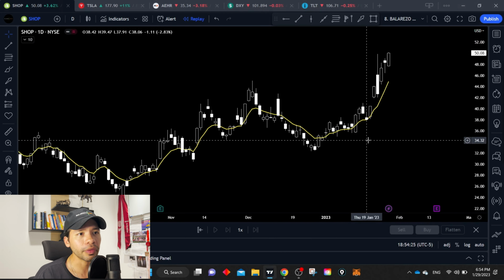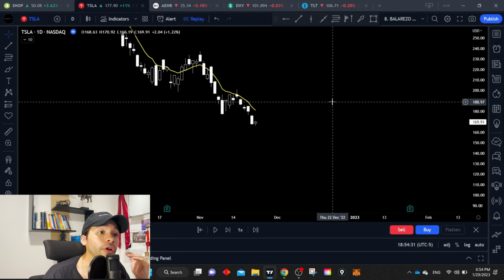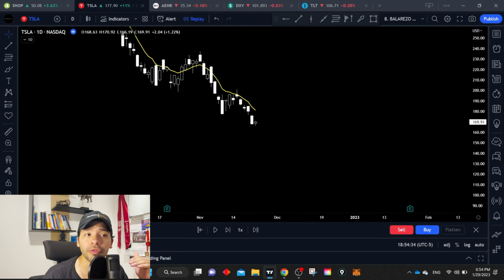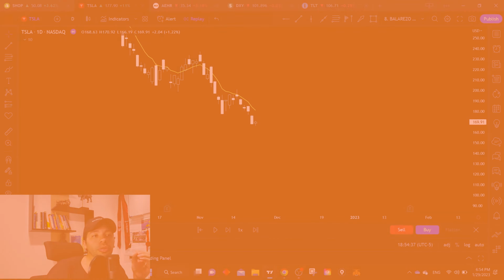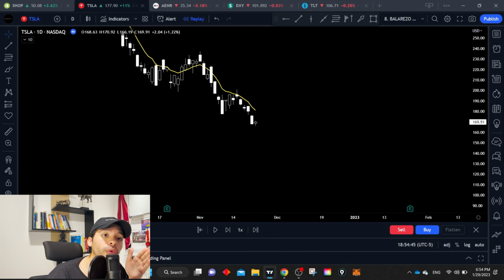Now let's continue and understand another very important aspect of the 8 exponential moving average, and that's that it acts as support or resistance for a couple of days, or it can even act as support or resistance for a couple of weeks. The very important thing about the 8 exponential moving average is that when the price breaks it, it tends to be the first flag that anticipates a short-term pullback or a rally into the next level of support and resistance.